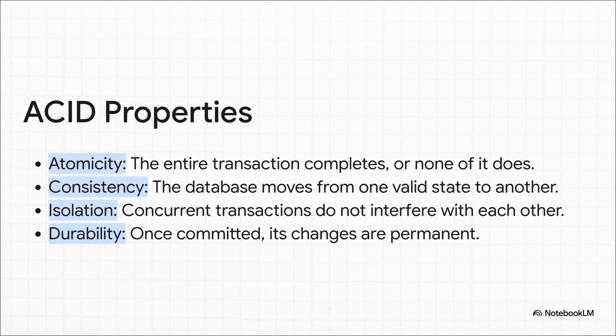Atomicity is that all-or-nothing rule we just talked about. Consistency means the database's own rules are never broken. You can't overdraw an account, for instance. Isolation means that even with thousands of things happening at the same time, they don't trip over each other. And durability, well, that's the ultimate promise. Once the database says your change is saved, it's permanent, even if the power cuts out a second later.